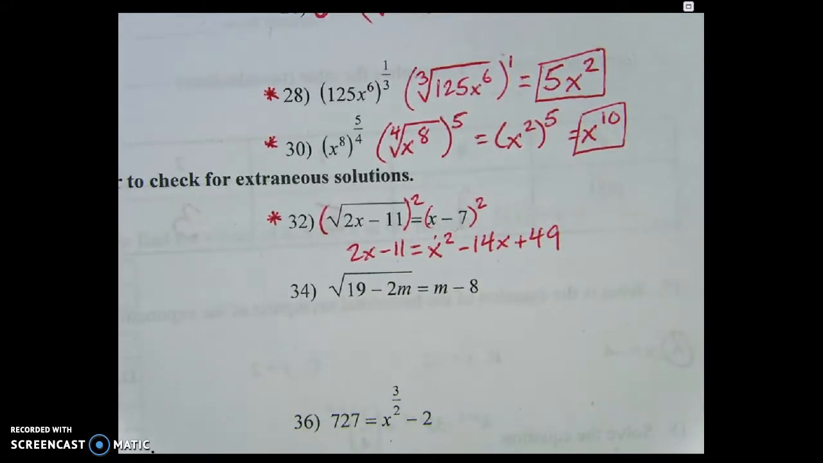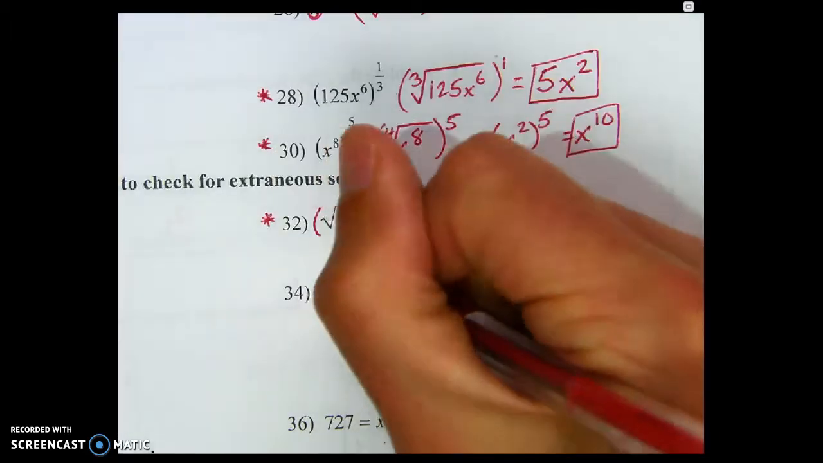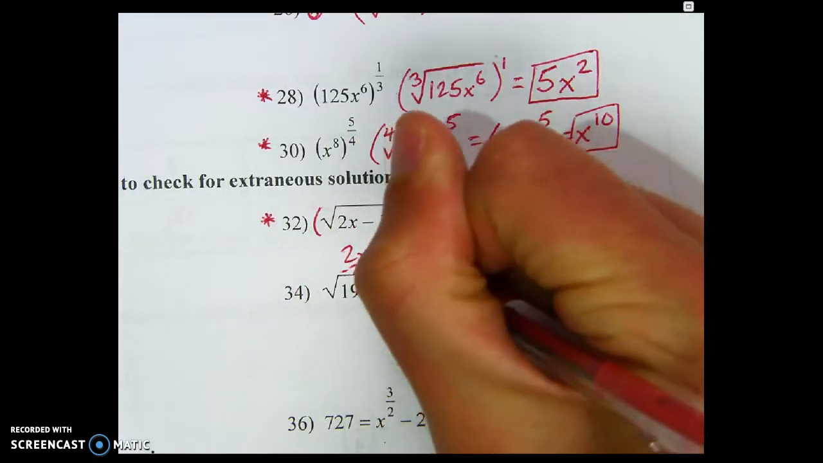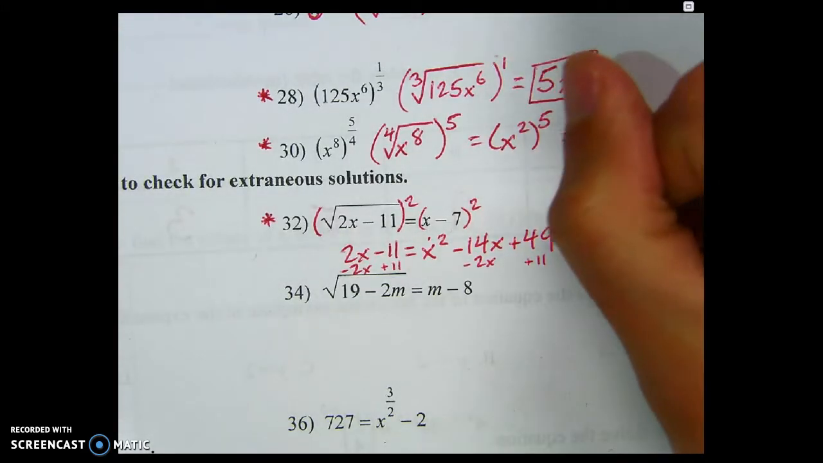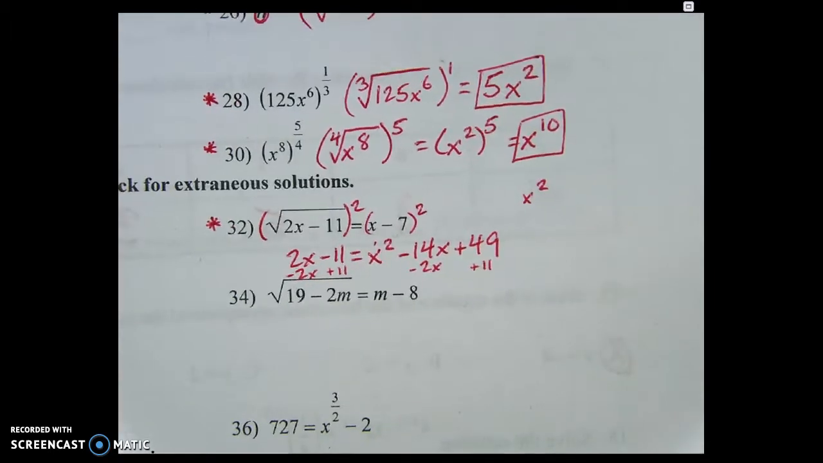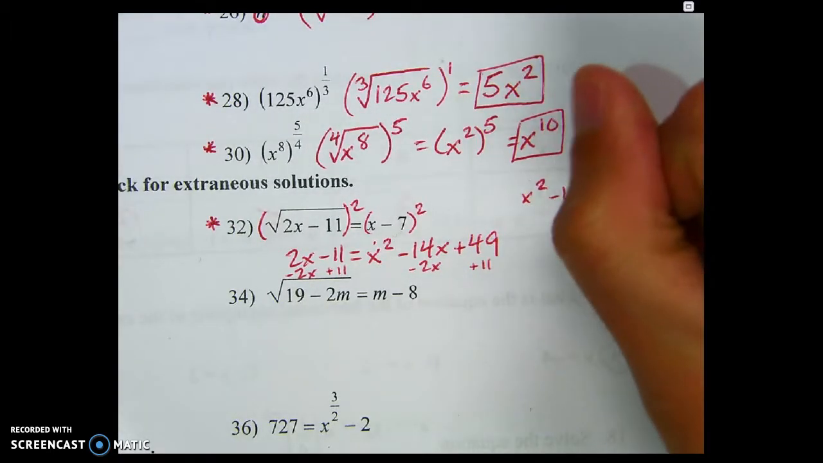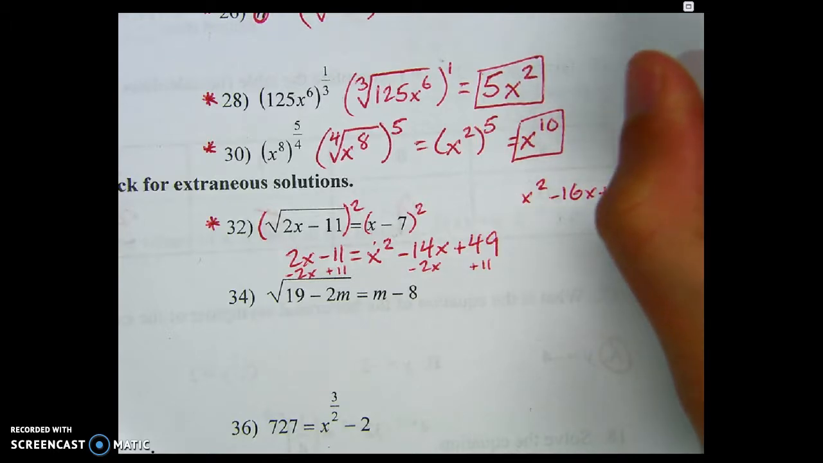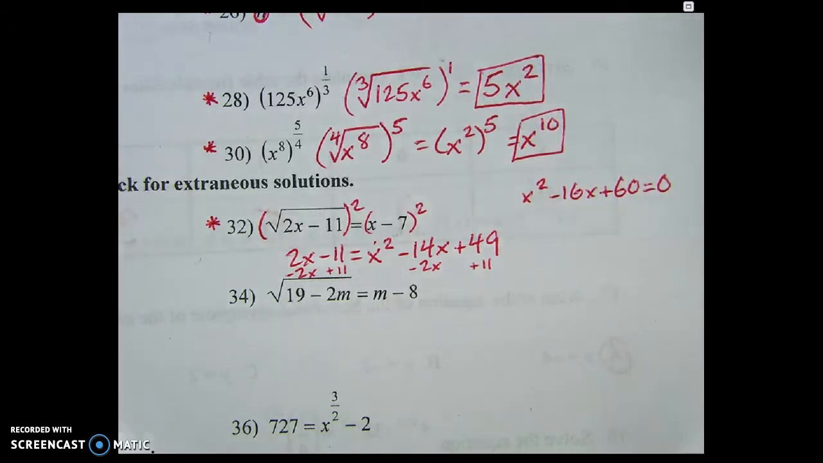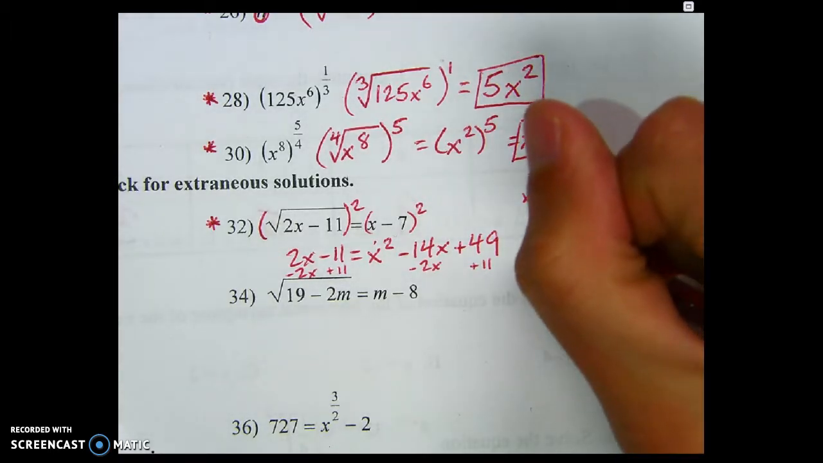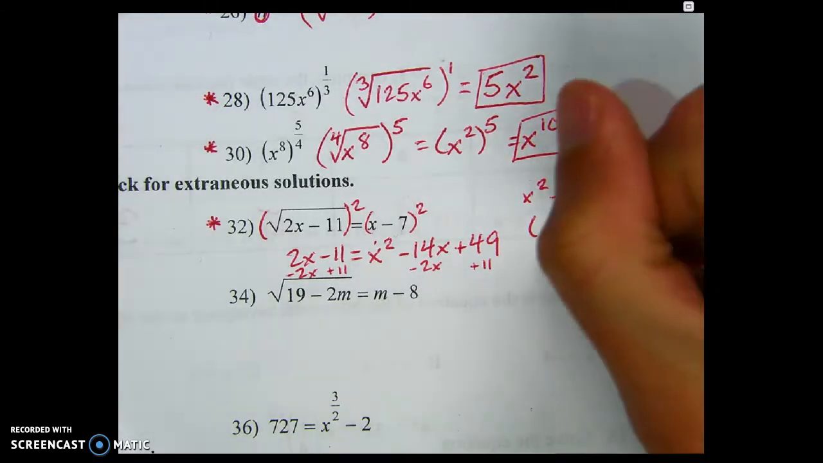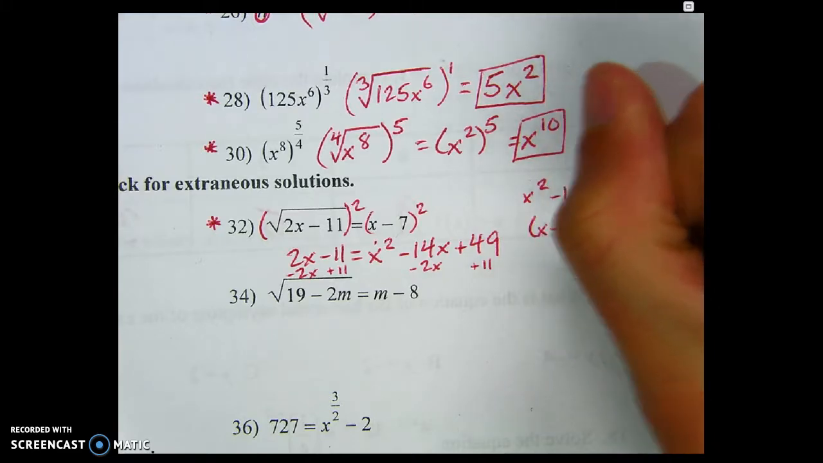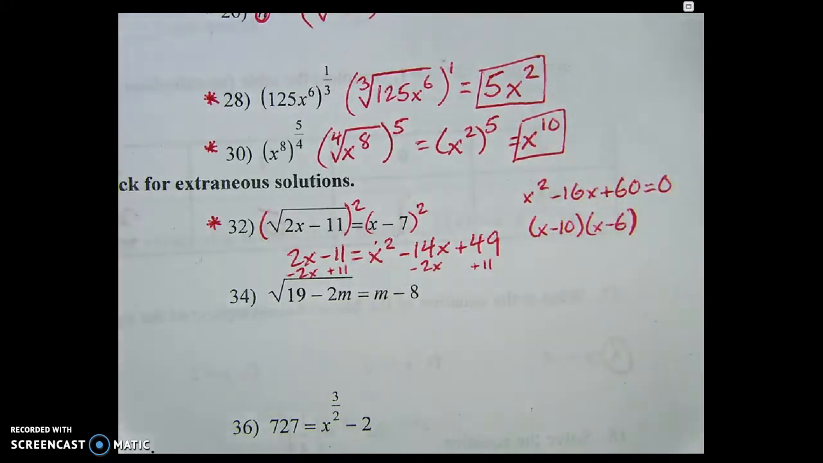Right, now we need to combine like terms and get 0 on one side of the equation. So I'm going to subtract 2x and add 11 to both sides. So we end up with x squared minus 16x plus 60 equals 0. And that's kind of nice because immediately I can see that the factors, well, they both have to be negative because we have a positive product and a negative sum. So really I can see right away that we have x minus 10 and x minus 6 as our factors.